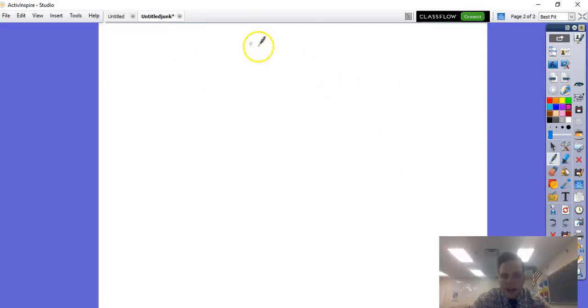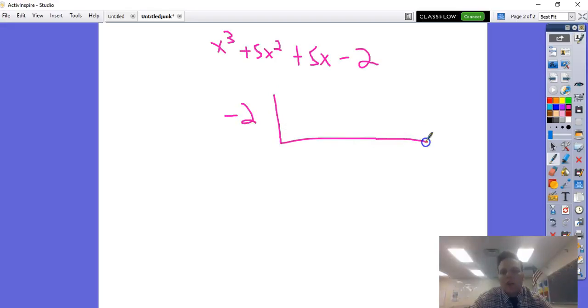So number 5 is x cubed plus 5x squared plus 5x minus 2. And it says divide it by x plus 2. So in other words, the number that I'm going to use to actually divide by is going to be a negative 2.